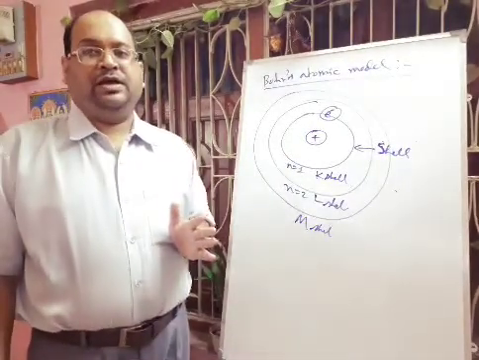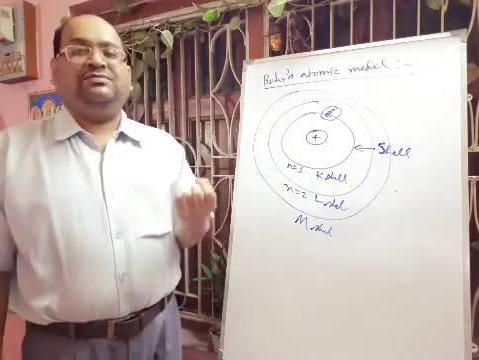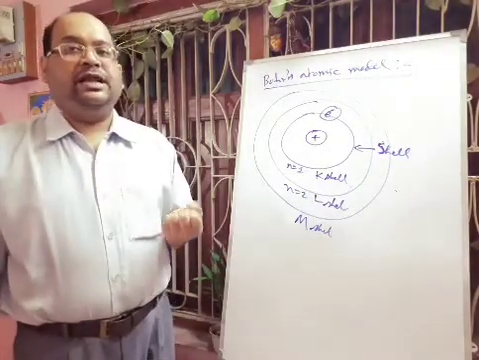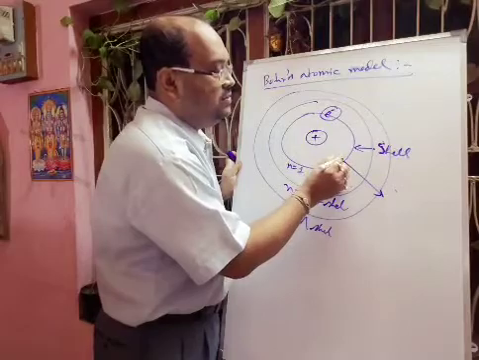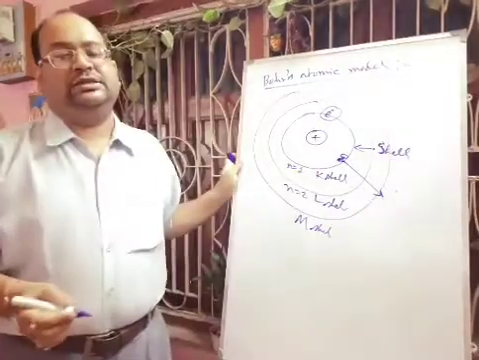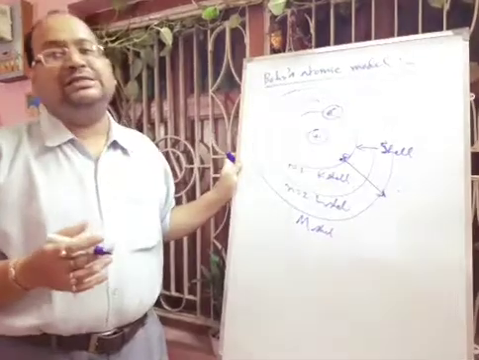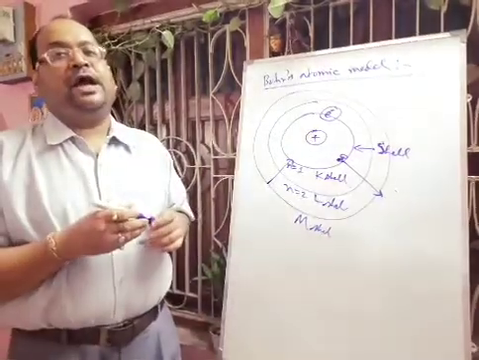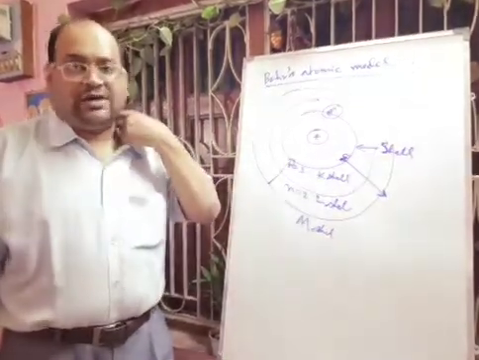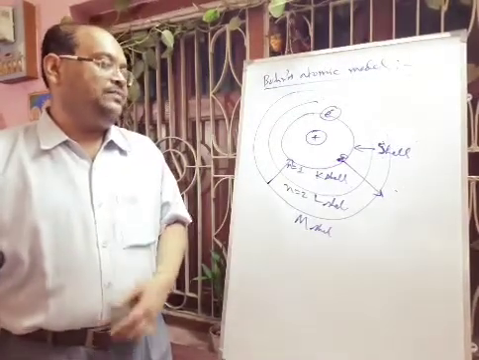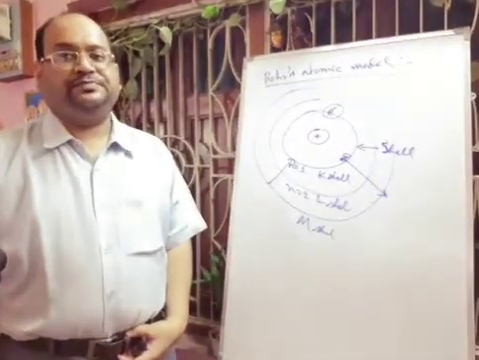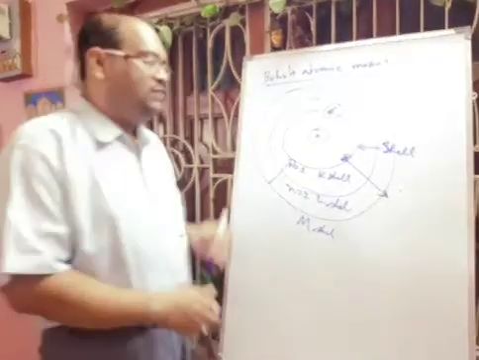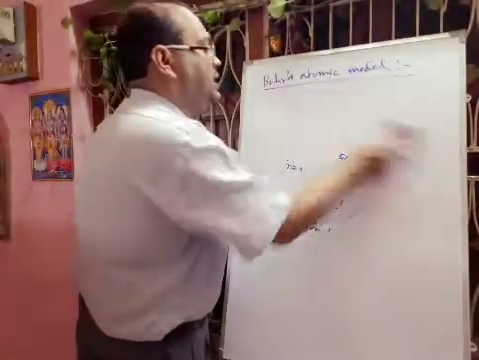Hope you can understand. When an electron absorbs some amount of energy, it will jump from a lower energy level to a higher energy level. But when the electron emits energy, it will go from a higher energy level to a lower energy level. In this way electron transitions occur. There is one equation, E2 minus E1 is equal to h nu, which comes from Planck's equation. Hope you can understand. So finally we are drawing this atomic model properly.